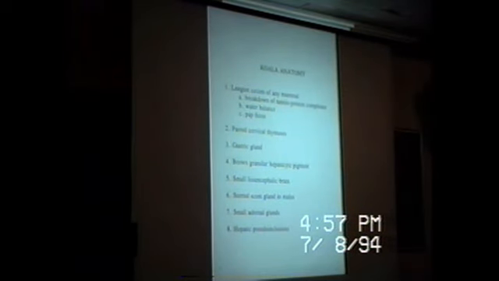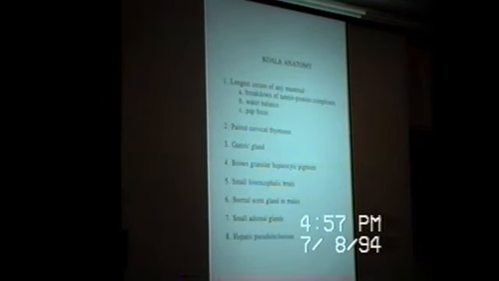Some of the interesting anatomical features of koalas are that they have the longest cecum of any known mammal. The cecum is thought to function in the breakdown of tannin protein complexes. As you can probably imagine, eucalyptus leaves are not necessarily a high-quality diet. They're not that high in protein.